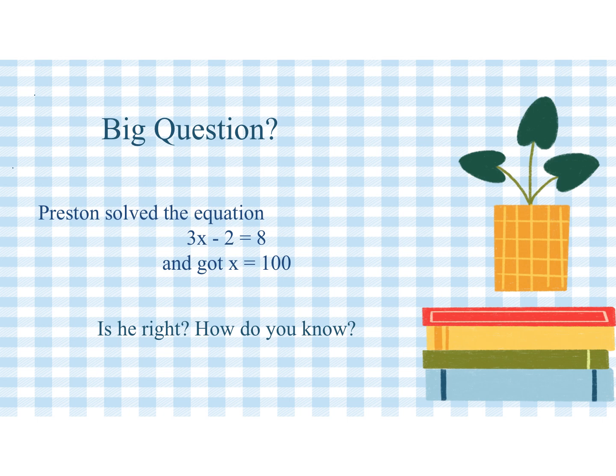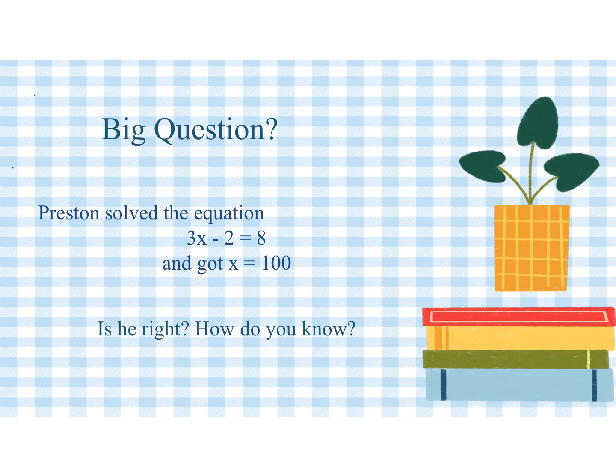But before we begin, let's think about this question. So Preston solved the equation 3x minus 2 is equal to 8, and he got that x was 100. My question to you is, is he right? And how do you know he's right or wrong? So what I want you to do is pause this video for a second and think about some reasons why he would be right or he would be wrong. I would also like you to write the equation down in your classwork notebook and use your supporting information to prove whether he's right or wrong.